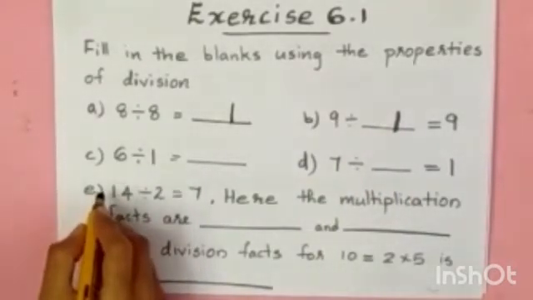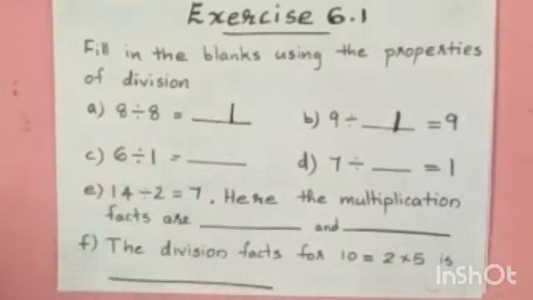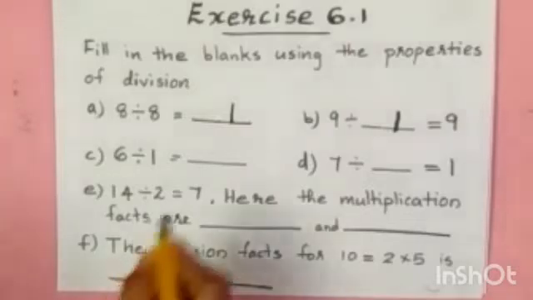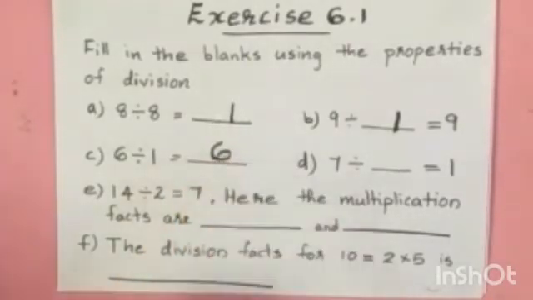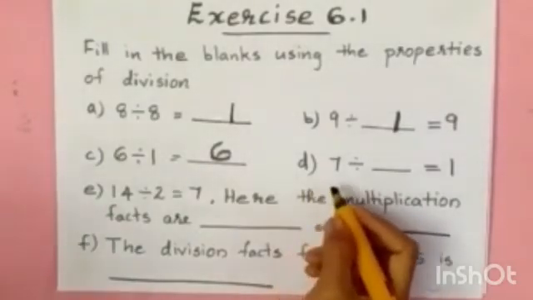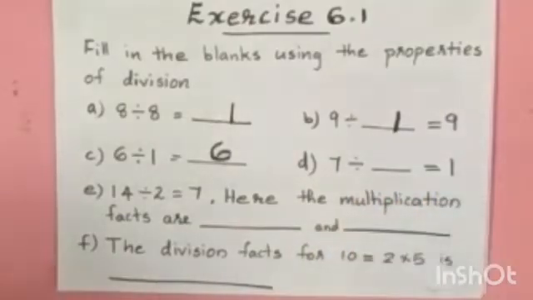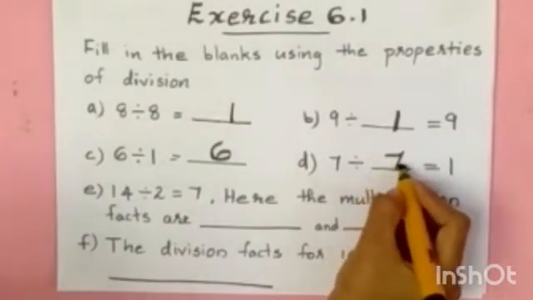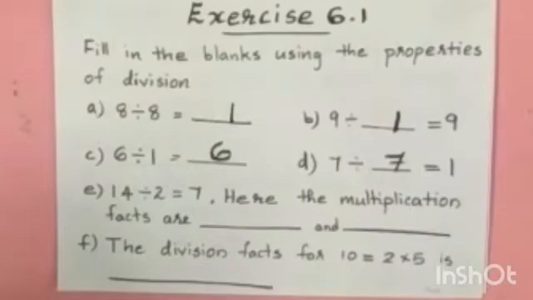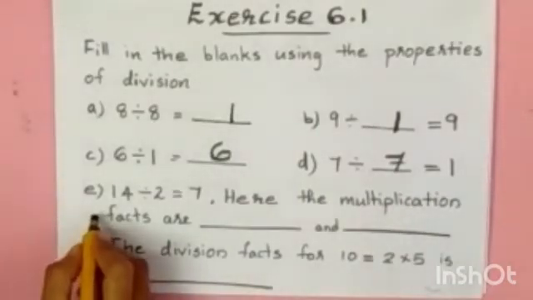Then the C question, 6 divided by 1. 6 divided by 1 equal to 6 itself. Then the D question is 7 divided by dash equal to 1. What is that? 7 divided by 7. 7 divided by 7 is equal to 1.